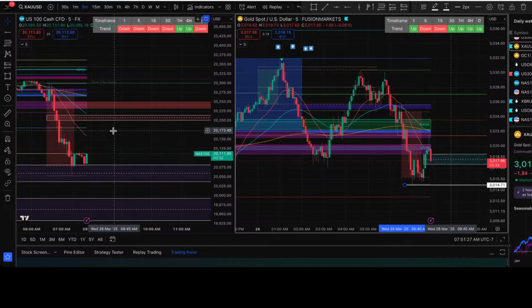About 9 minutes away from 11. Let's see if we get a move. Just gotta be patient. Keep in mind it was patience that helped us get that move.